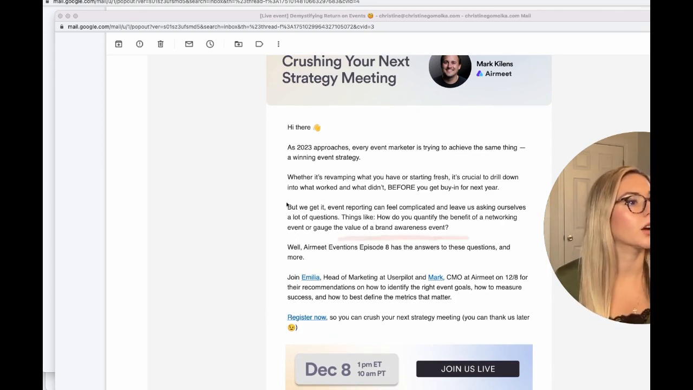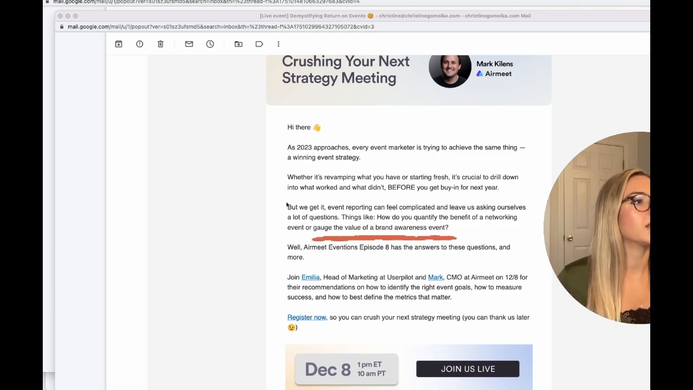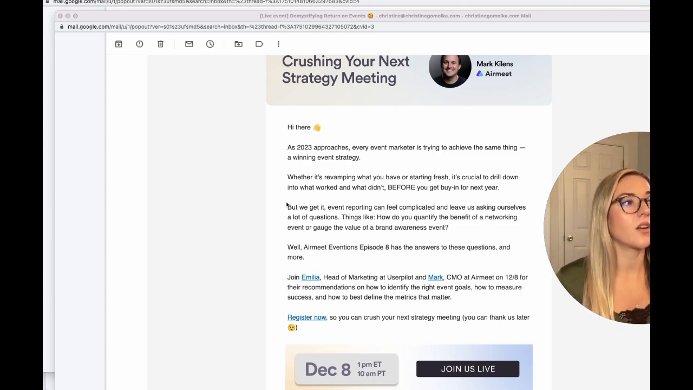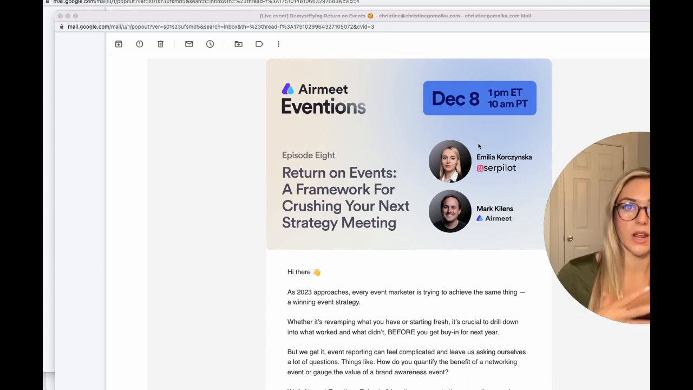But then this line right here, we get it. Event reporting can feel complicated and leave us asking ourselves a lot of questions, like how do you quantify the benefit of a network event or gauge the value of brand awareness event? That's the agitation, right? He's tapping into, not only are you looking for this strategy, but I bet you're asking yourself these questions. And then he moves into the solution. Well, AirMe Episode 8 has the answers to these questions and more. Join Head of Marketing Mark from User Pilot, and they want you to register. You can see the call to action right there, register now. So that's a good example because obviously this one is highly branded and it's promoting a webinar, a free one, it's not trying to sell you something in that moment.